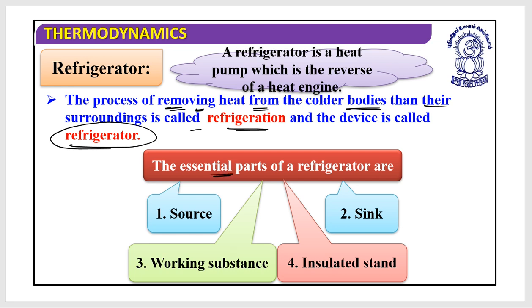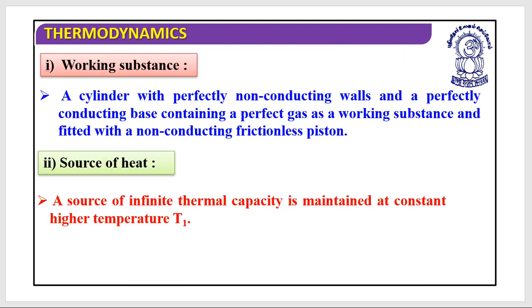So these are the essential parts of a refrigerator: the source, the sink, the working substance, and the insulating stand. It is the same as what we used in the engine as well. Now let's see how this works. The working substance is a perfect gas in a cylinder with perfectly non-conducting walls and a perfectly conducting base, fitted with a non-conducting but frictionless piston.